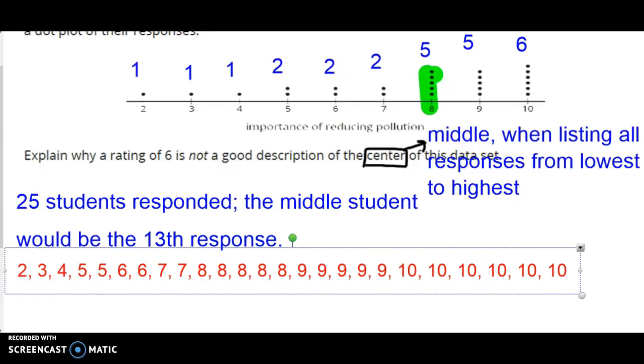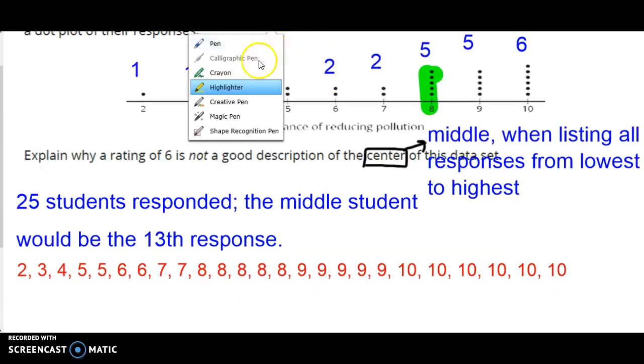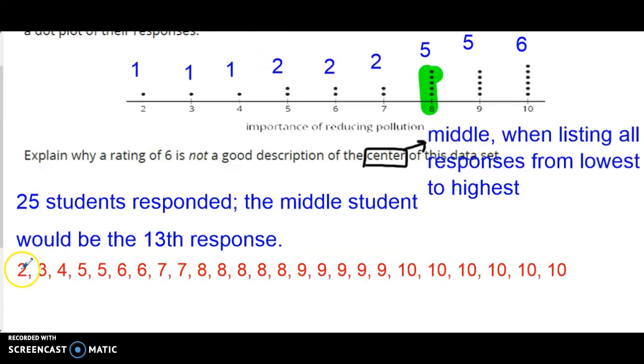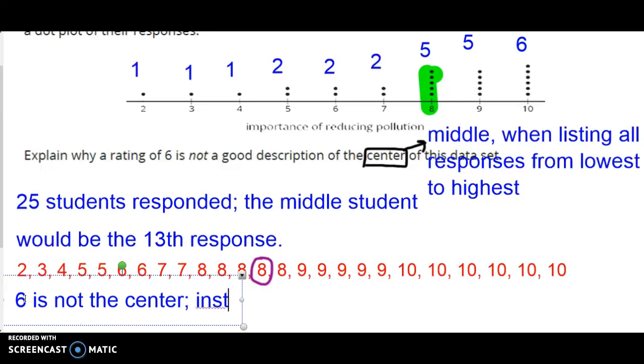Good. So now I'm going to look for my middle. So I'm going to count 13 up. 1, 2, 3, 4, 5, 6, 7, 8, 9, 10, 11, 12, 13. There's my middle. There's my center. It is not 6. 6 is way over here. So we have just proven that 6 is not the middle. 6 is not the center. Instead, 8 is the center.